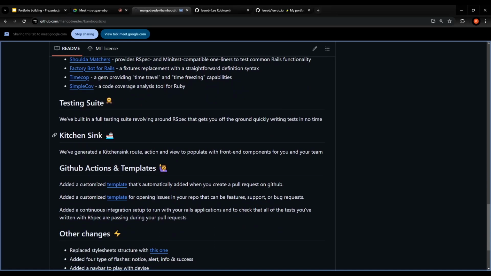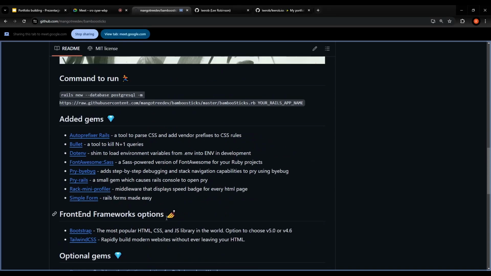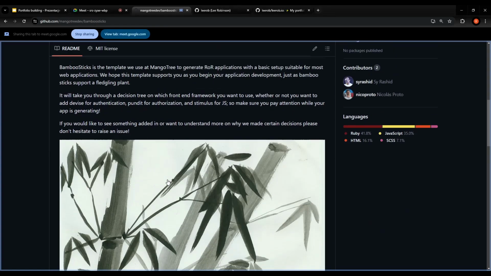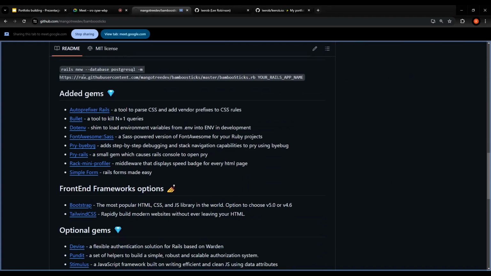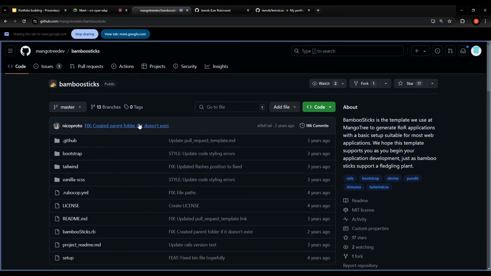You get the testing suite, the kitchen sink, the GitHub actions and templates, and then all the changes. So I would say this is actually a very nice project to give out, because you see what the technologies are, what it is meant to do, and then what you actually need to do to be able to run it on your PC.